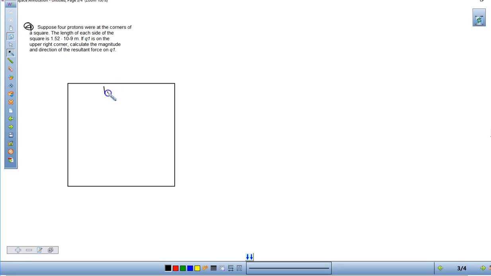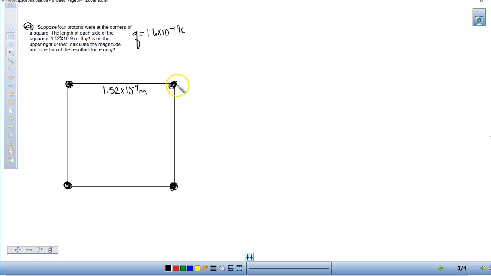Each side is 1.52 times 10 to the negative 9 meters. That's that missing spot right there, times 10 to the negative 9th meters. And these are protons, which means it's implied that the charge of a proton is 1.6 times 10 to the negative 19. So I'm going to go ahead and throw some protons at the corners of this square like this.